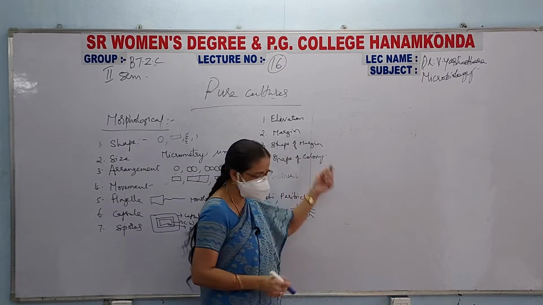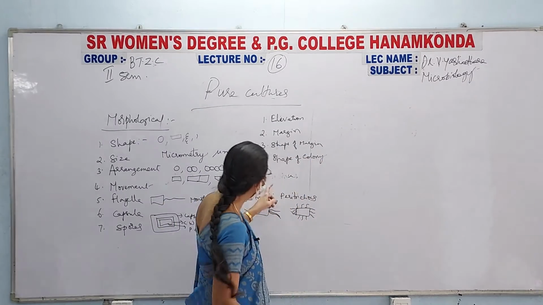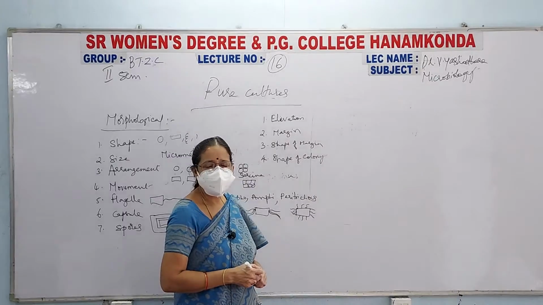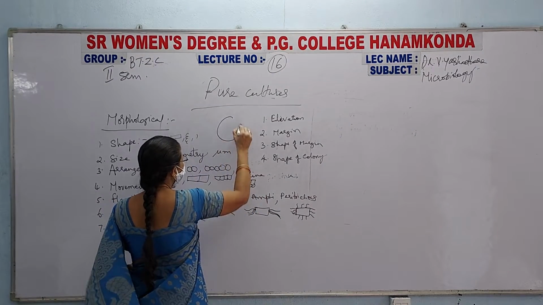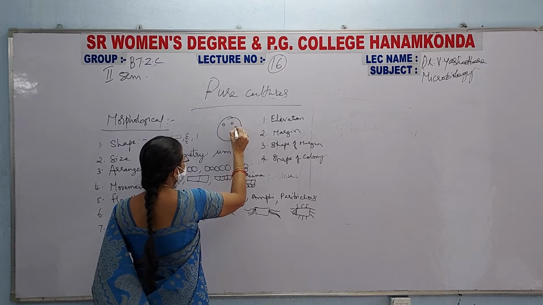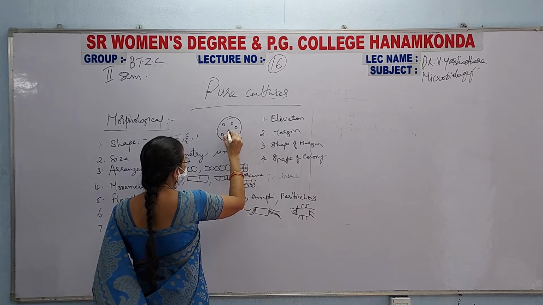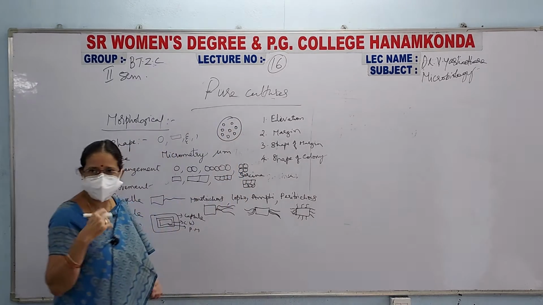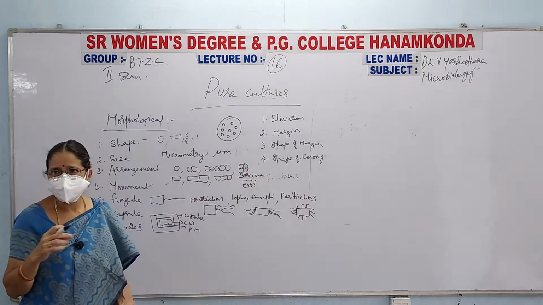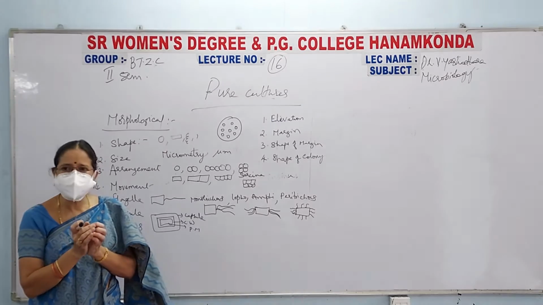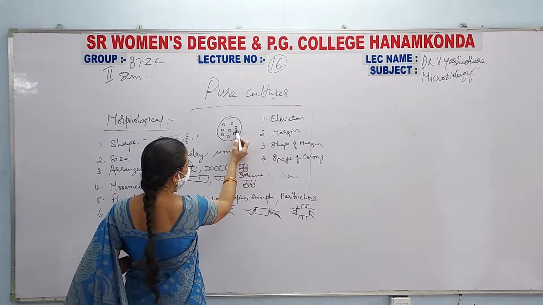Coming to the shape of the margin, first we will see the shape of the colony. Suppose you are inoculating the bacterial cells in a plate and the bacterium is producing colonies. Each and every colony consists of thousands of bacterial cells. So each colony has thousands of bacterial cells. The place where all those bacterial cells are together is called a bacterial colony.